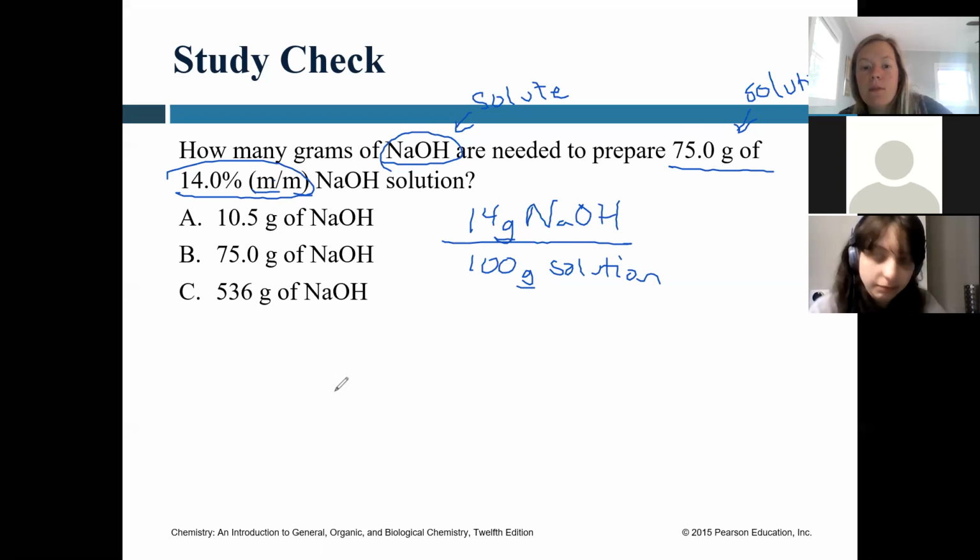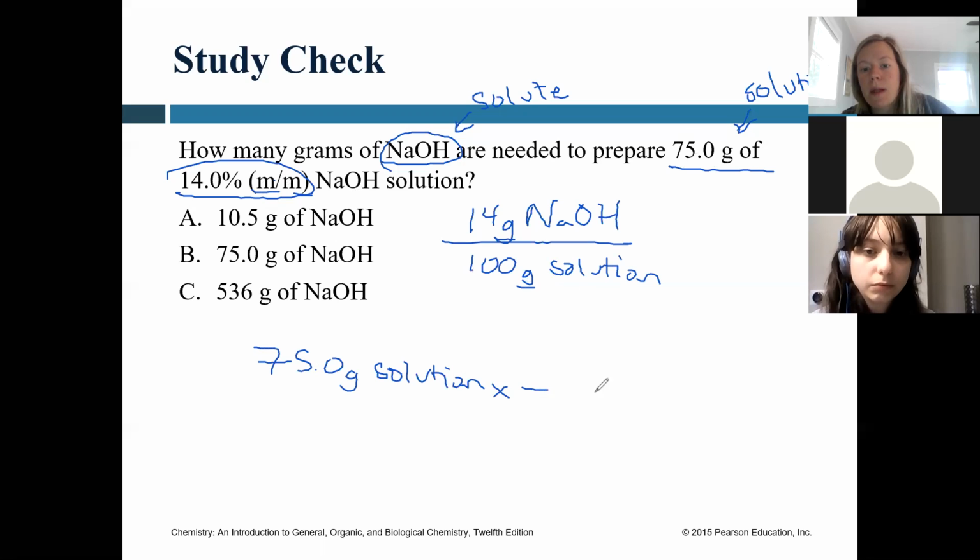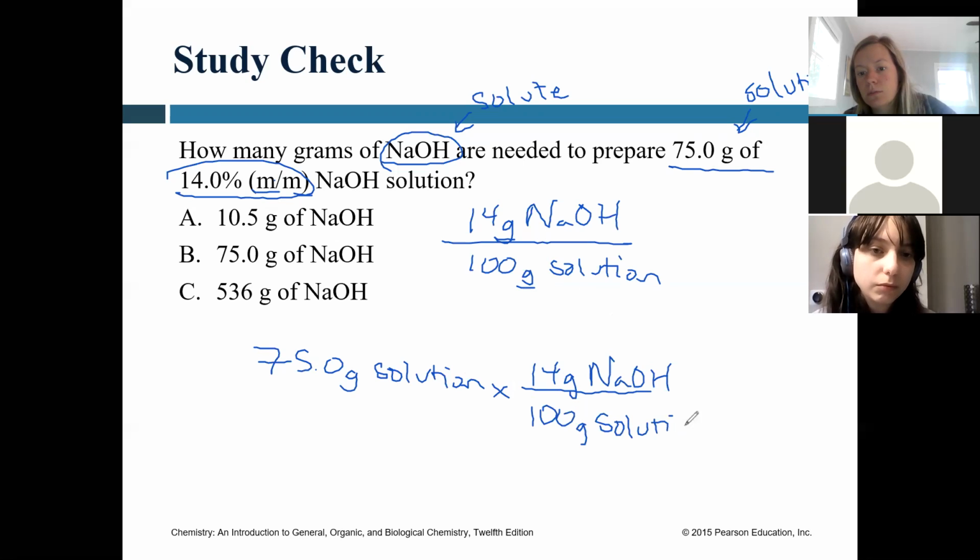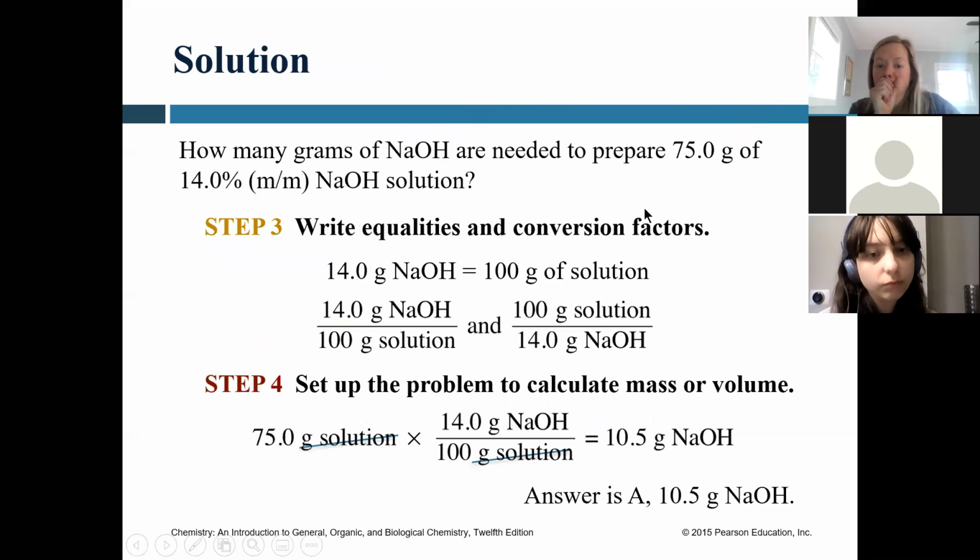Now I can go from my given information, which says I have 75.0 grams of the solution, and I can just multiply it by the conversion factor in this setup. I will get 14 grams of NaOH in every 100 grams of the solution. The grams of the solution will fall away and we'll just be left with grams of the NaOH. So we take our original, multiply it by 14 and divide it by 100. We get 10.5 grams of NaOH.